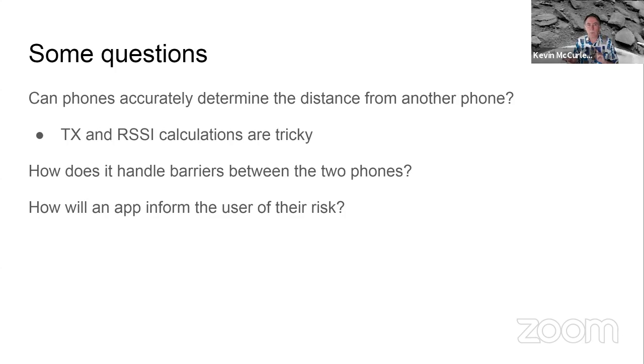I have not seen much public about this. I gather that MIT's Lincoln Labs has been doing some experiments on this involving phones, but I have not seen a technical report on that. It's not clear how it's going to handle barriers between two phones. Just because you're close to a phone, even within 6 feet, doesn't mean you're actually at risk. If there's a barrier between you and the other phone, then you're not really at risk.